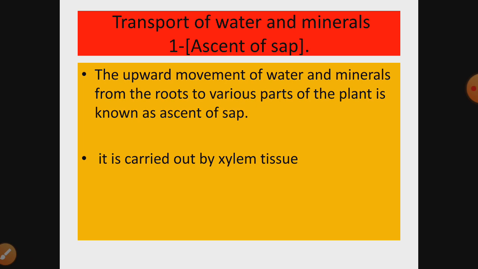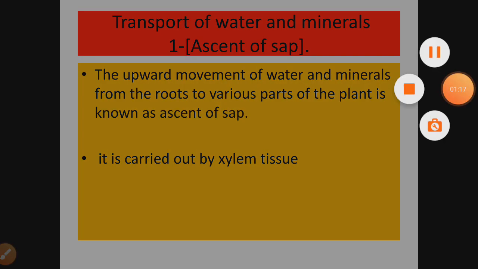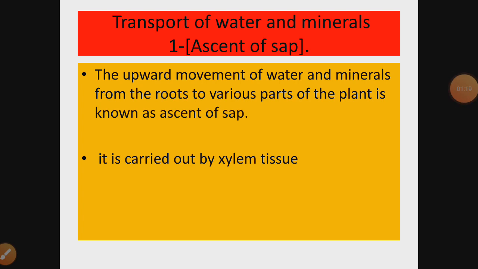So today in this class we will study about transport of sap. Sap means water and mineral. Water and mineral together are known as sap. So here it is written ascent of sap. Ascent means upward movement and sap is water and mineral. So ascent of sap is a theory which is given in respect of transport of water and mineral. The upward movement of water and mineral, that is sap, from the roots to various parts of the plant is known as ascent of sap.